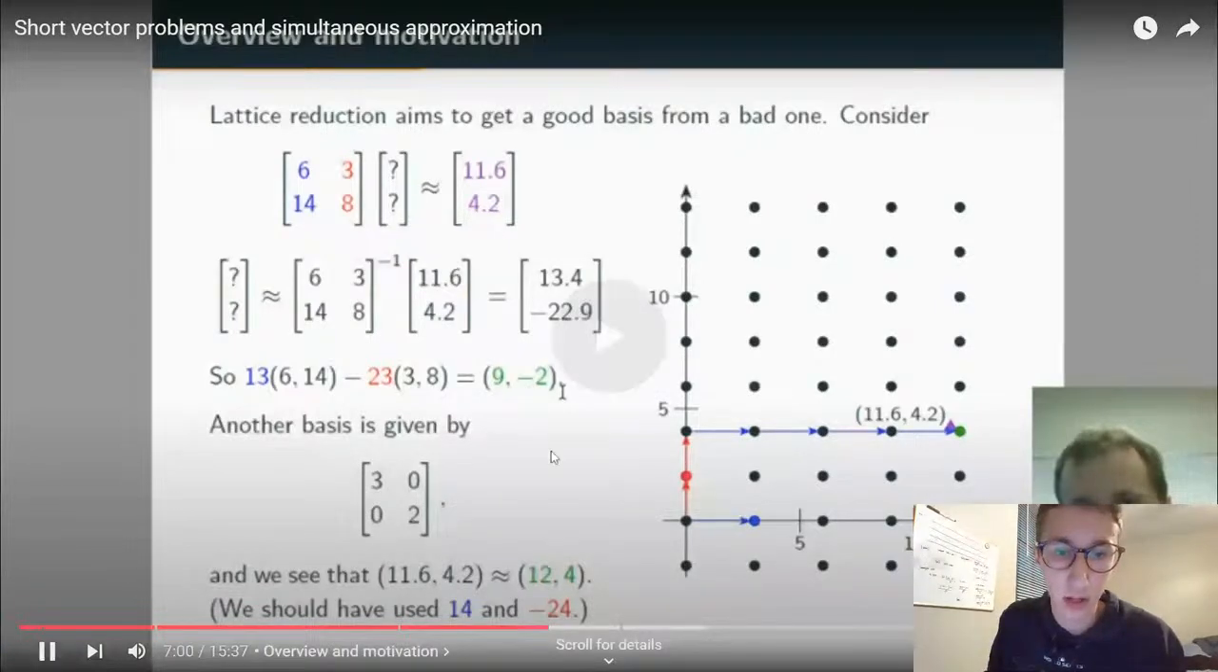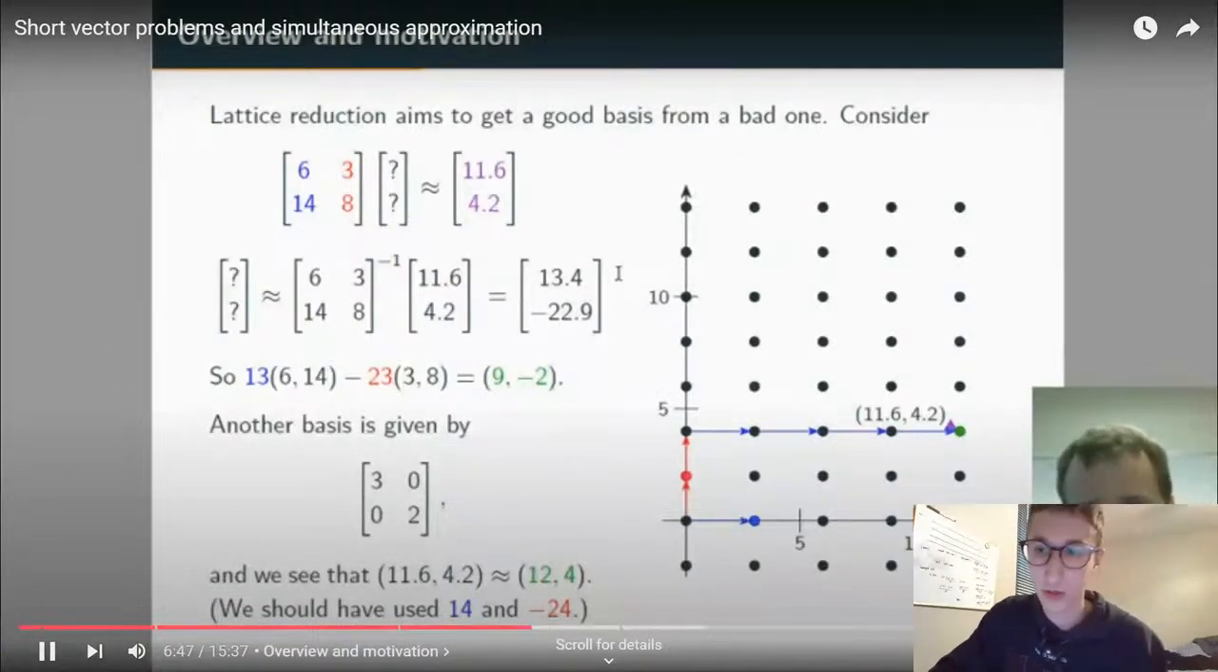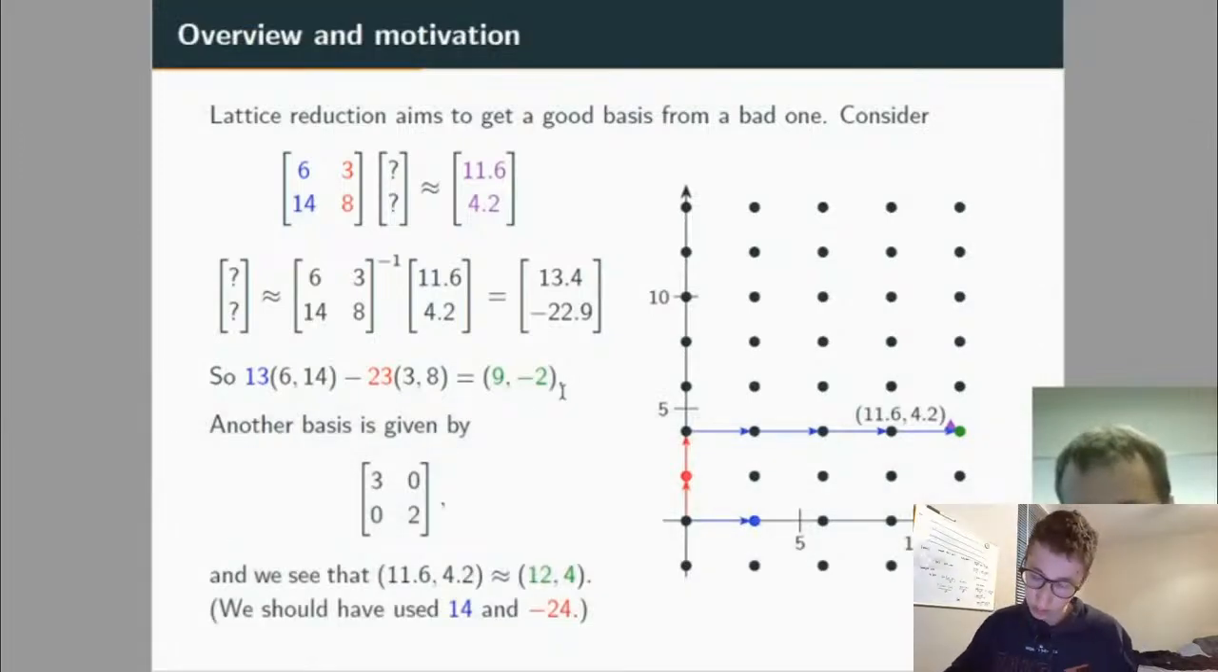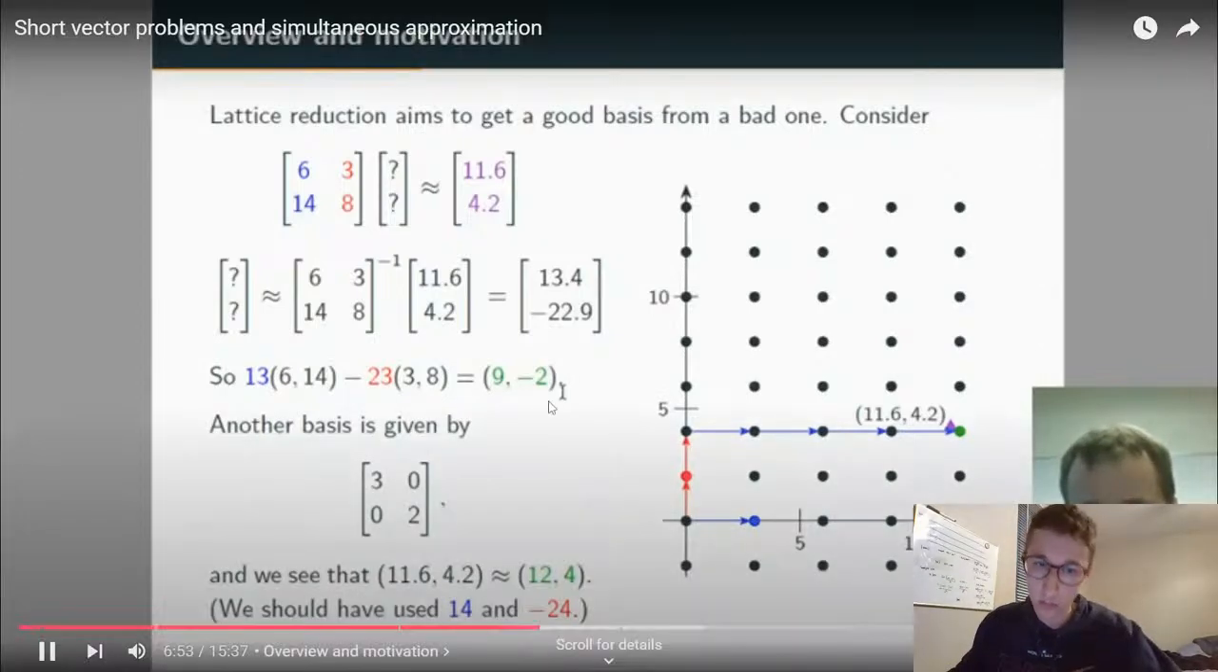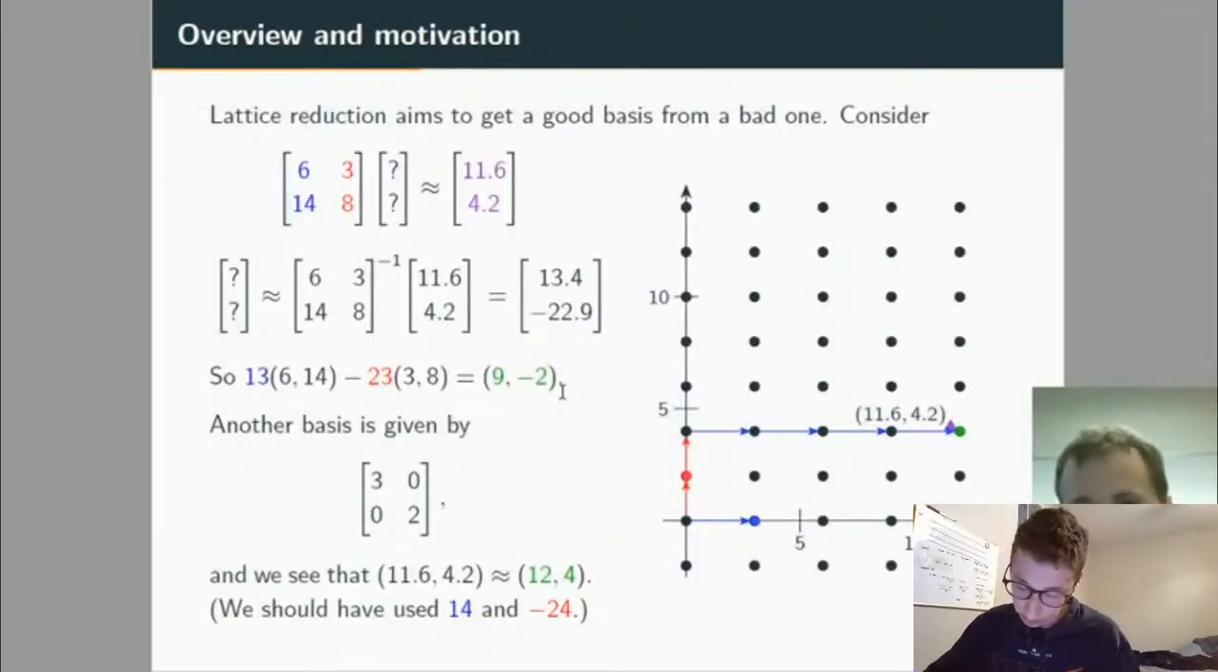So let's go on. You wanted to send me a secret over the internet. If I have this great basis for the lattice 3002, I could make publicly available this bad basis 61438, which describes the exact same lattice. You want to send me a secret, you could encode it as an integer pair, in this case 14 negative 24.